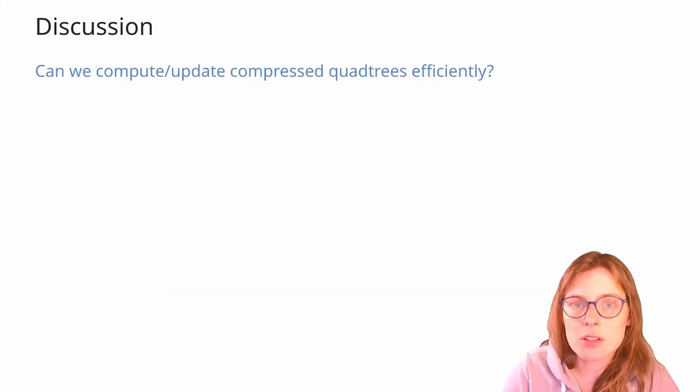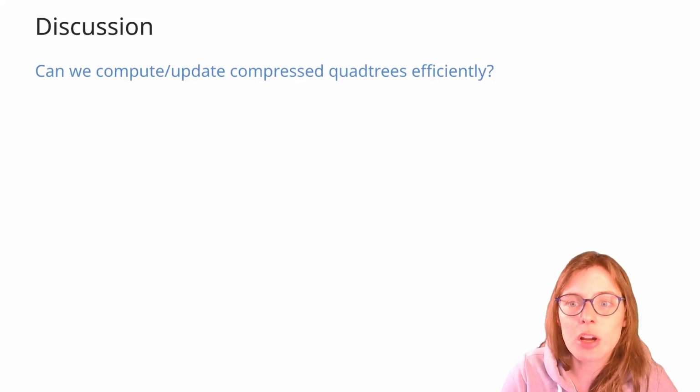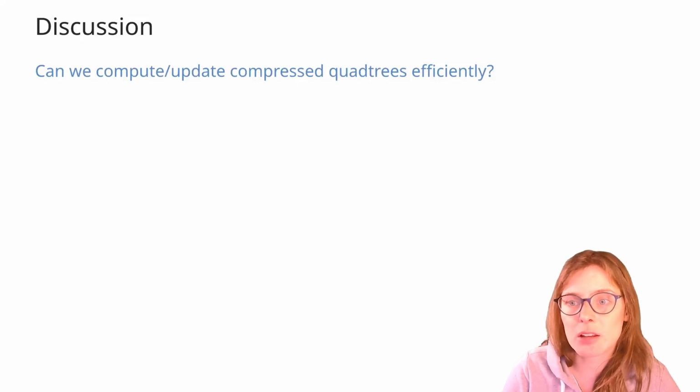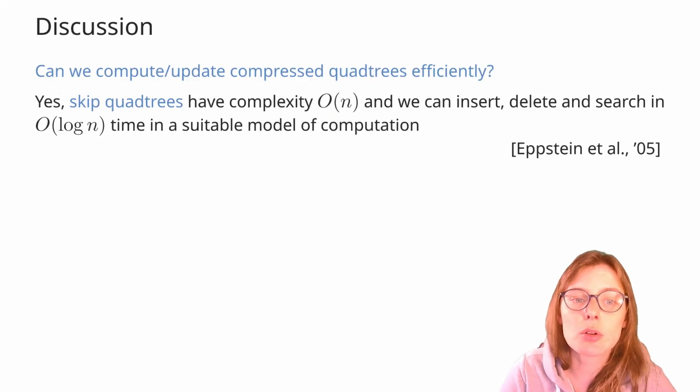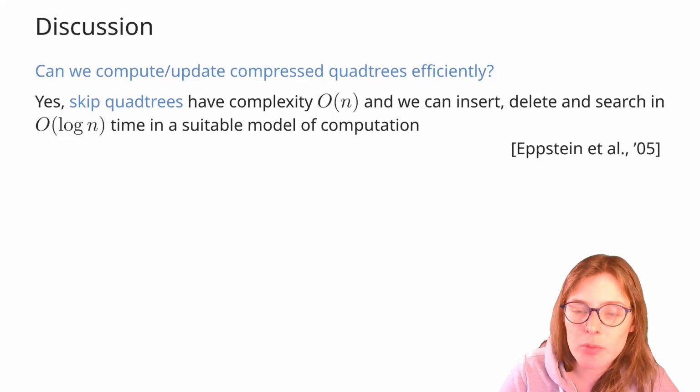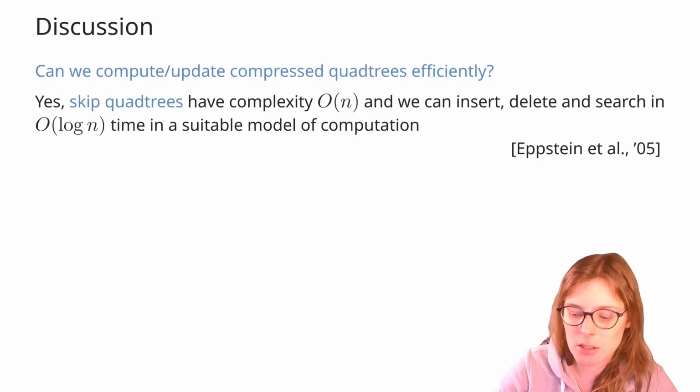We conclude today's topic of quadtrees and meshing with some discussion questions. First, we mentioned earlier compressed quadtrees, can they be computed and updated efficiently? In fact, yes. Those will be called skip quadtrees. They will have linear complexity and will support the update and search operations in logarithmic time. Refer to the cited paper for further details.